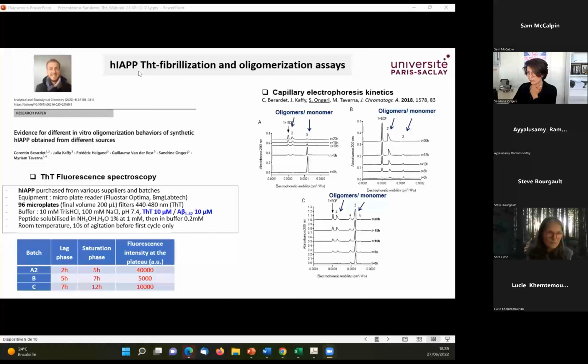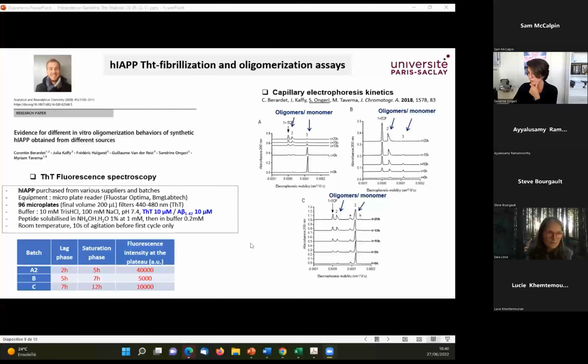And to finish with the IAPP, this was published by one of my PhD students a few years ago. We evaluated the differences between batches. So we had three different suppliers and 2 different batches from one supplier. And you can see here that the ThT curves were very different according to the batches. For example, the lag phase was 2 hours for batch A2, while it was 7 hours for C, and we also had a big difference of the plateau.